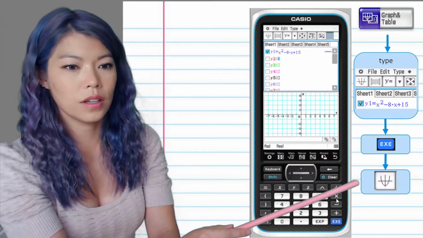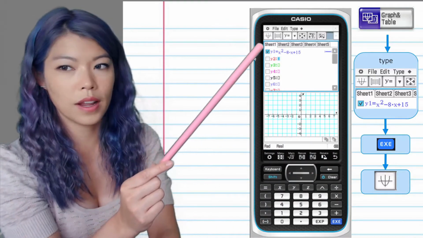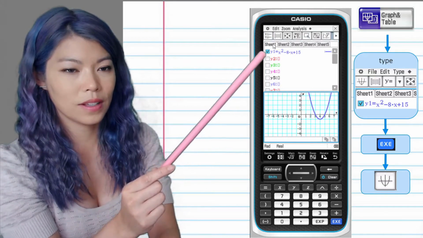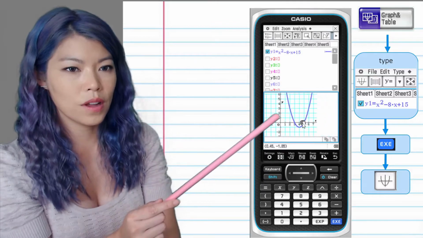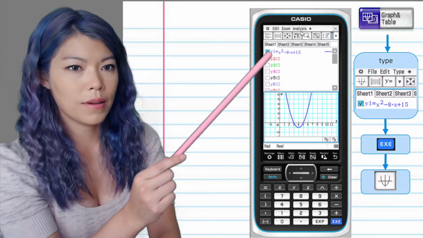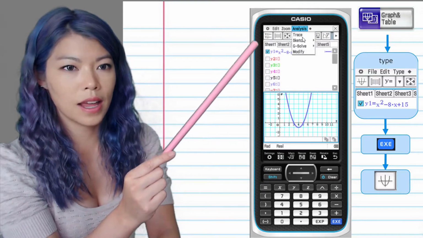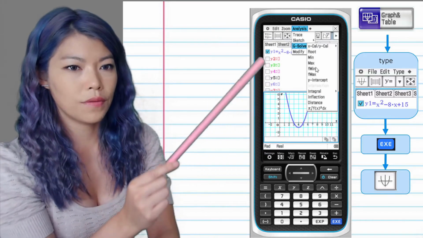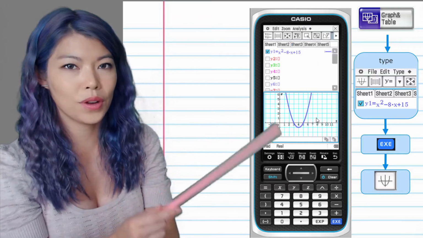And then to graph, we look for that symbol which is found at the corner up there. So hitting that will give us a graph. Now you can move the graph and have a look at it. And if you want to analyze, you click on analyze, G-solve, and then to find different things, they're all there. But we'll go through that next lesson.